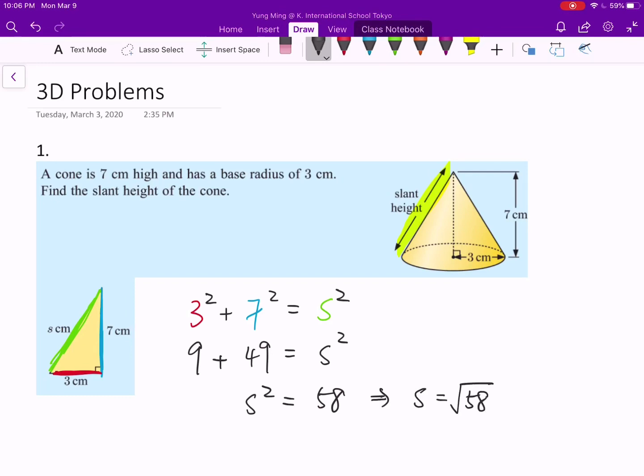Again, we drop the minus case. If we punch that into the calculator, we're going to get approximately 7.62 centimeters. So that's it for this question.